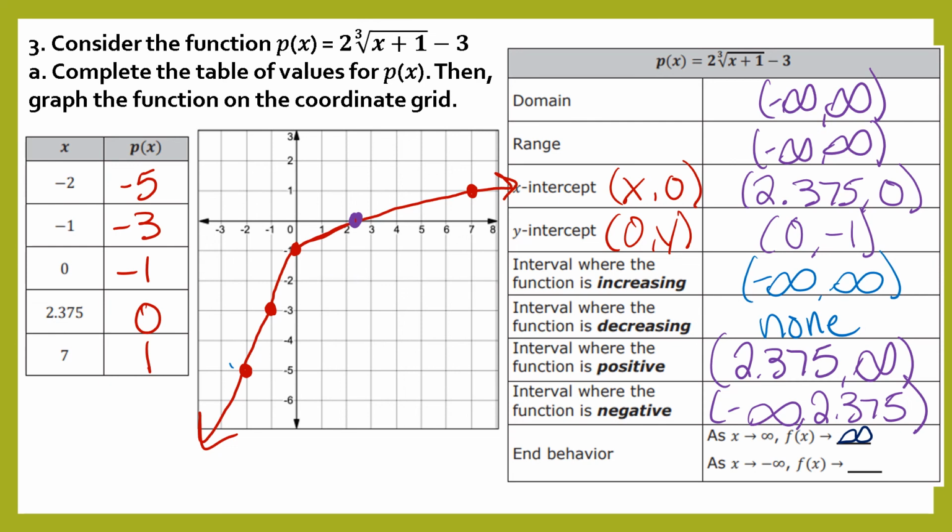Right, that graph keeps going up. And then for the negative infinity, we're going to look to the left. So as the x's get smaller, what are the y's doing? So we're looking to the left. What's happening to the y values? They're decreasing. They're getting smaller. So they're going to negative infinity as well.